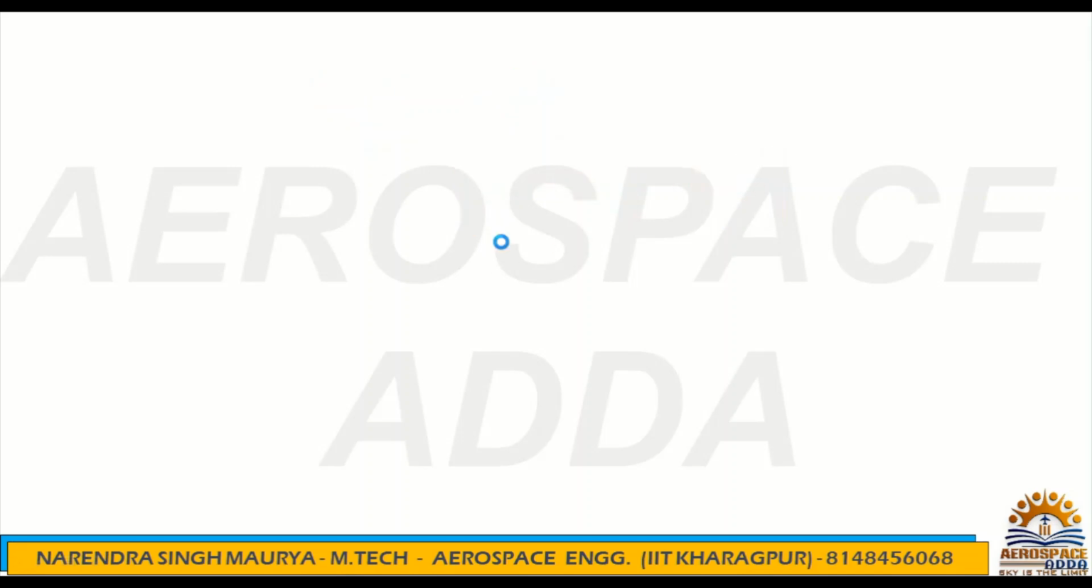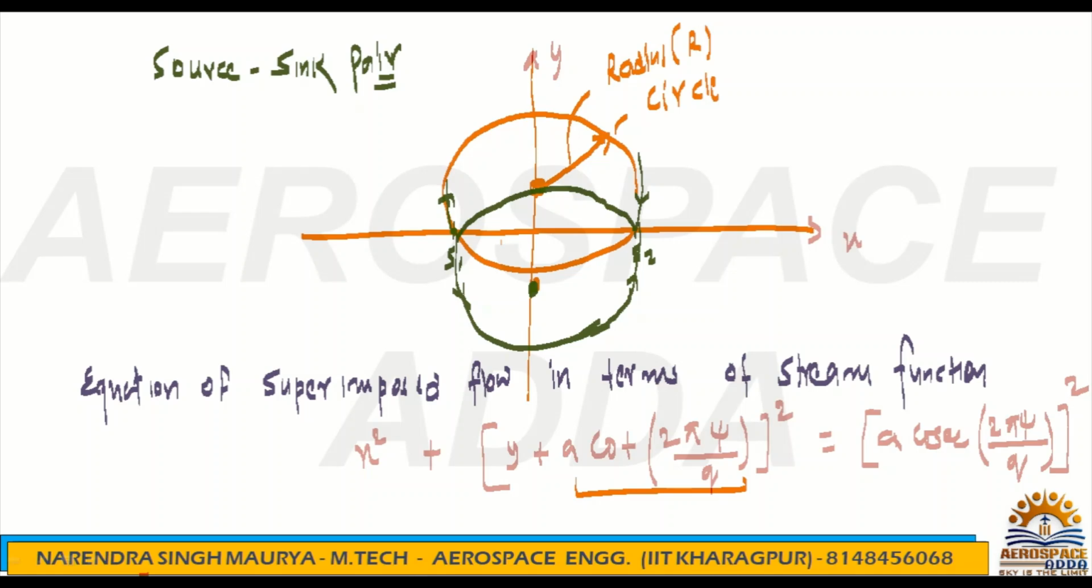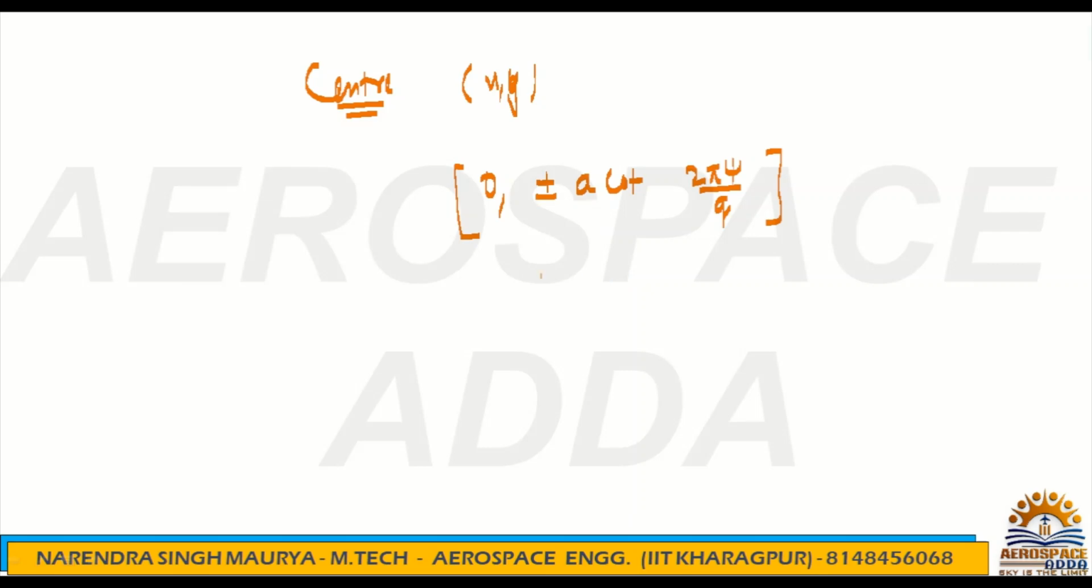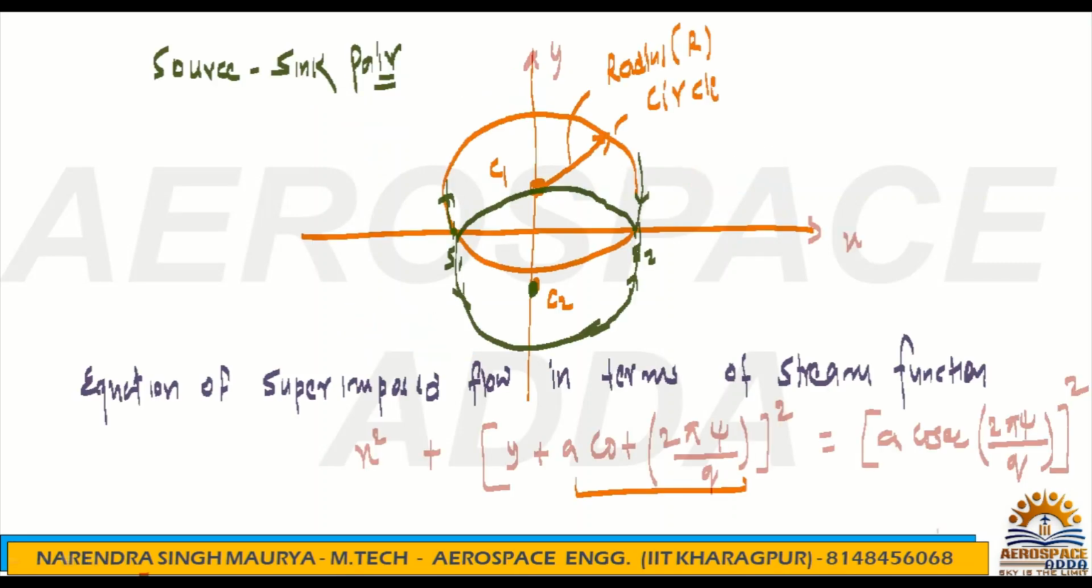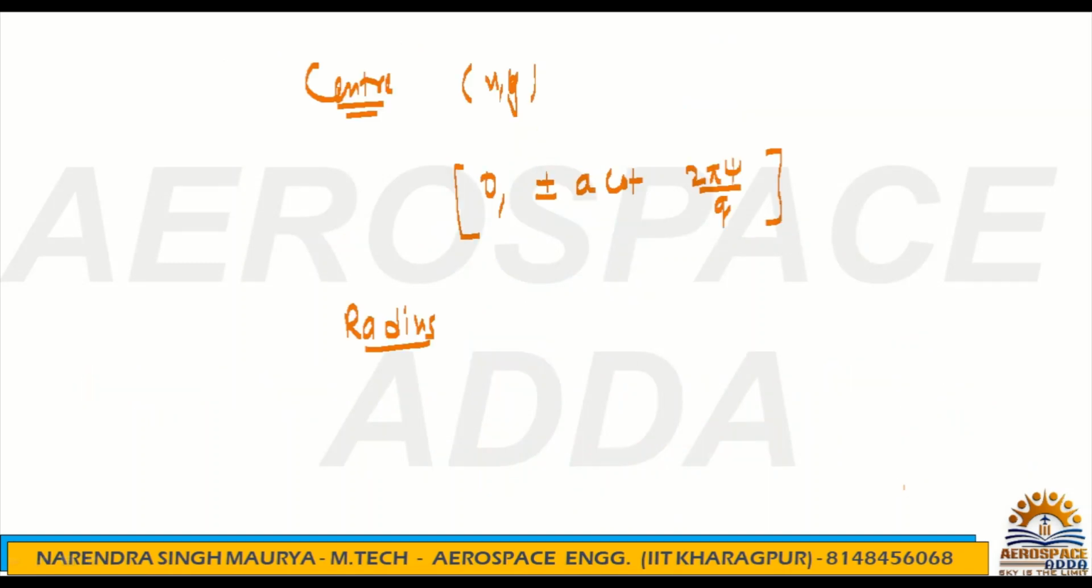If you are writing the center for the downside circle, this is the circle C2 and this is the circle C1. So for C2 it will be a minus value, minus a cot 2 pi psi by q. This is the center. What is the radius? Radius is nothing but, check the right side. This is a cosec 2 pi psi by q, and square obviously. So what is the radius? Our radius is nothing but r.